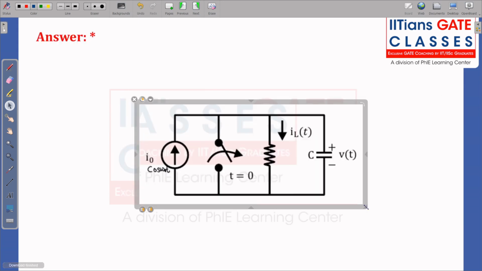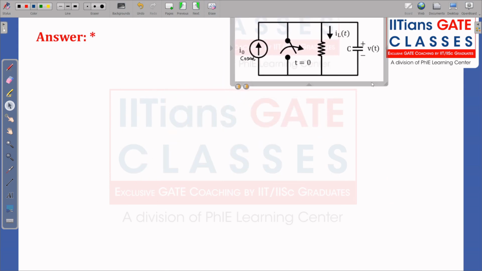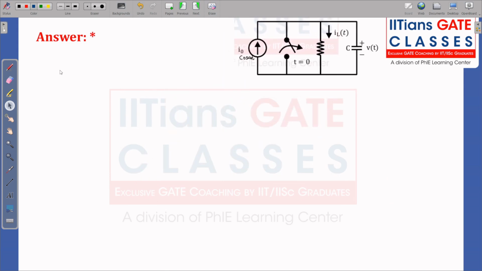So approach number 1, what we are going to do is look very carefully. If this is I naught cos omega t, let me write this as capital I naught. So capital I naught is small I naught cos omega naught t. This switch is closed at t equal to 0. If this is closed, then automatically this inductor is going to short out for t greater than 0.